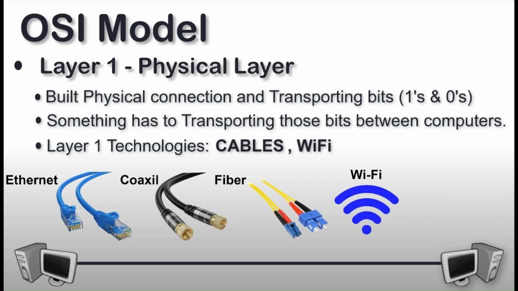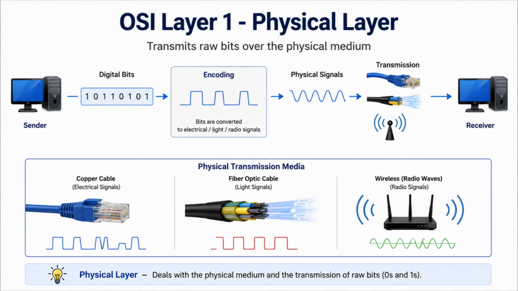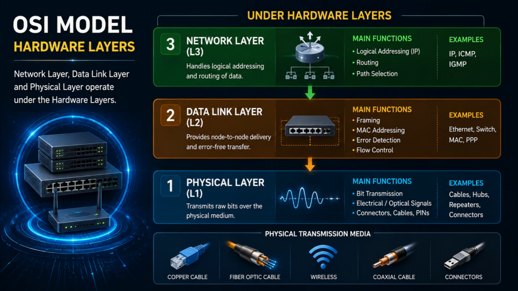Next one, the physical layer. The lowest layer is responsible for the actual transmission of raw bits. This involves the physical medium: electric signals in copper cables or radio waves in Wi-Fi. Without this layer, network debugging becomes extremely difficult. So, the network layer, data link layer, and physical layer come under the hardware layers.